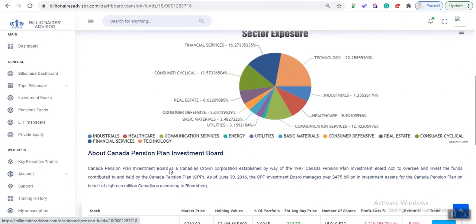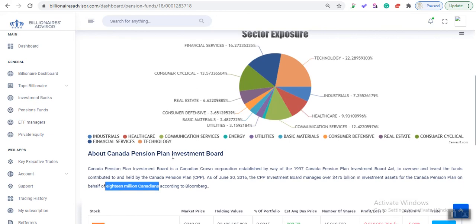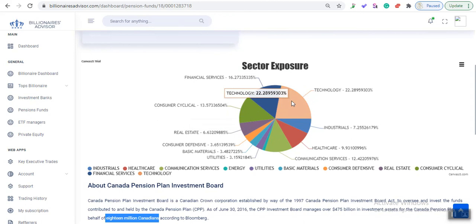CPP is a Canadian Crown Corporation. The board invests on behalf of 18 million Canadians. Now their sectors: 22% in tech, 16% in financial services, 13% real estate, consumer, communication services.